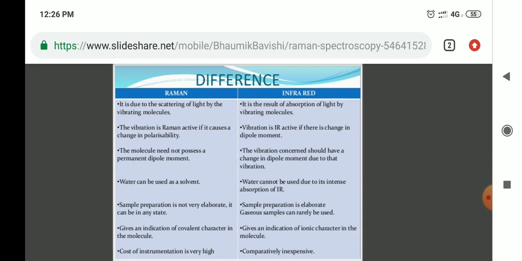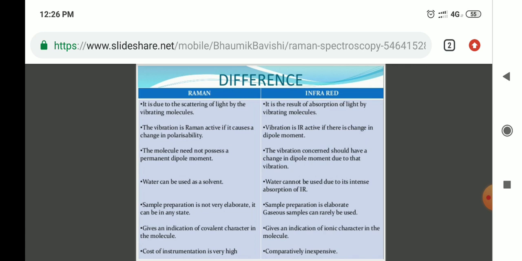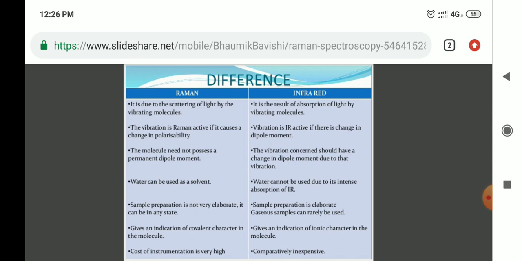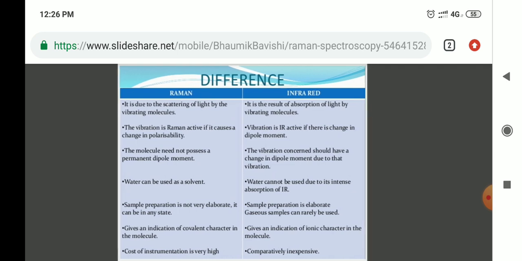Third point is, in Raman spectroscopy the molecules need not possess a permanent dipole moment, and in infrared spectroscopy the vibration concerned should have a change in dipole moment due to the vibration. In Raman spectroscopy, water can be used as a solvent. In infrared, water cannot be used due to the intense absorption of IR. And next point is the sample preparation is not very elaborate; it can be in any state. In infrared spectroscopy, sample preparation is elaborate, and gaseous samples can rarely be used.